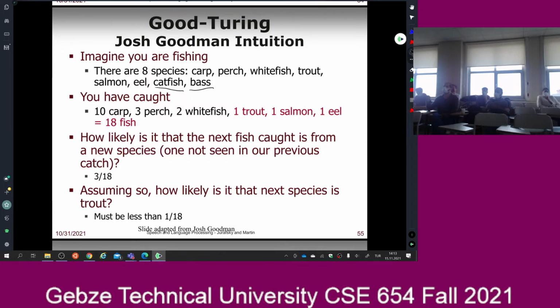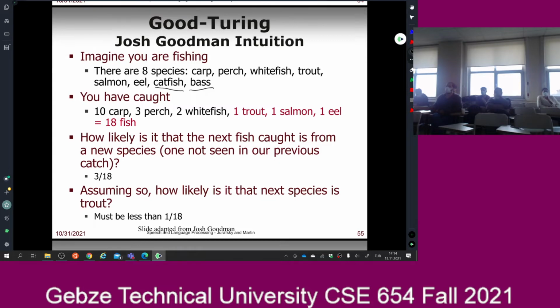So the question is, how likely is it that the next fish caught is from a new species, the catfish or bass? Then what am I going to say? Maximum likelihood estimation says that you have never caught a catfish before, so you are not going to catch it. That's not true, right? So that's maximum likelihood estimation.